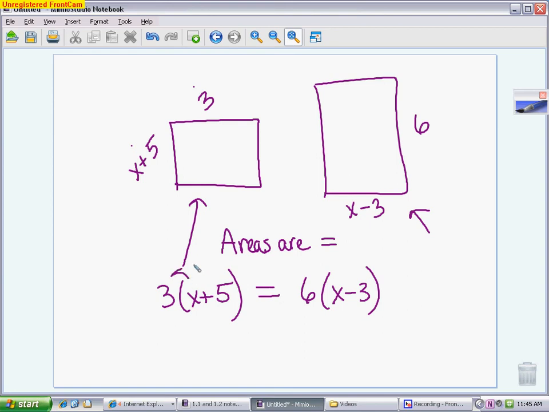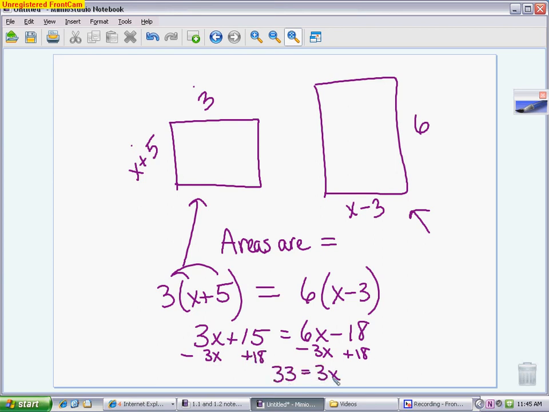To solve, we're going to distribute. So we get 3x plus 15 equals 6x minus 18. Get x by itself, so I'm going to subtract 3x from both sides. I'm also going to add 18 to both sides to try to get all the numbers on the left. So I get 33 equals 3x. Divide by 3, you get x equals 11.